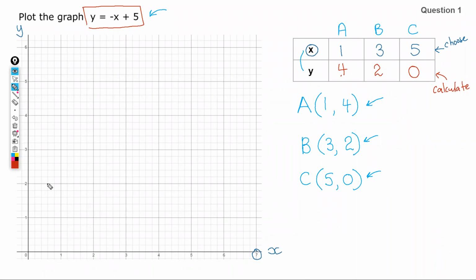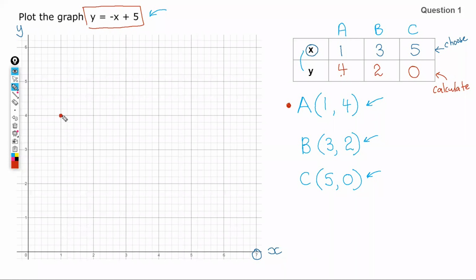All right. So let's plot the point A. Let's put a little dot here so we can focus. (1, 4) means you're going to go to 1 on the x-axis. You always start at 0. So you drive to 1, and how much is the y-coordinate? 4. So that means you're going to drive upwards to 4.